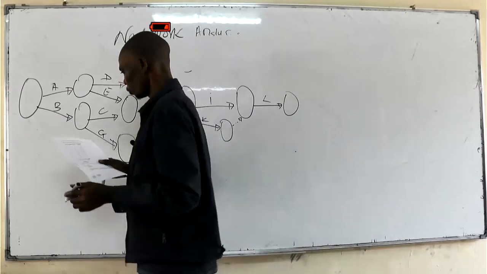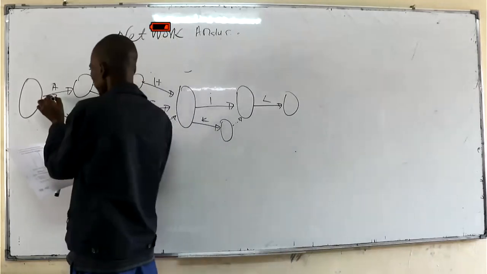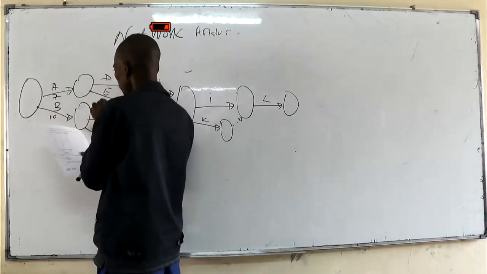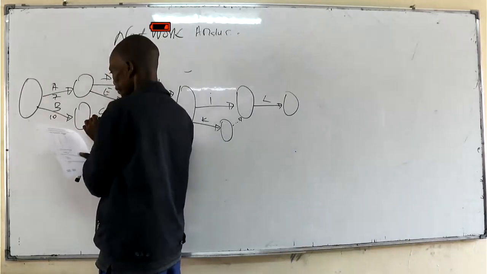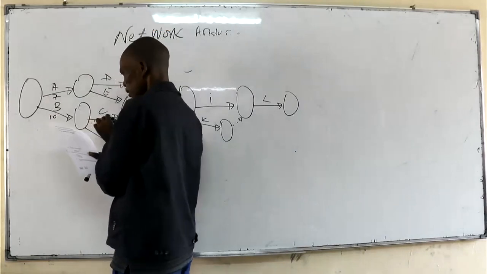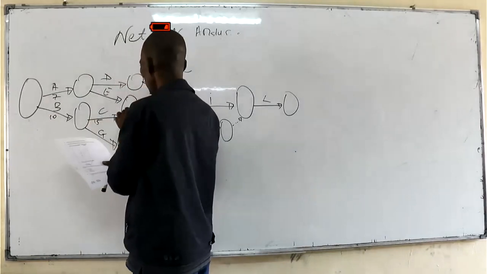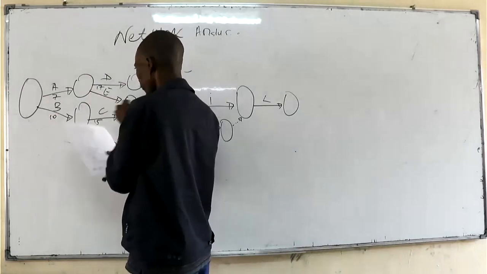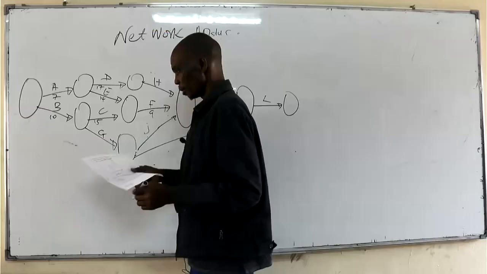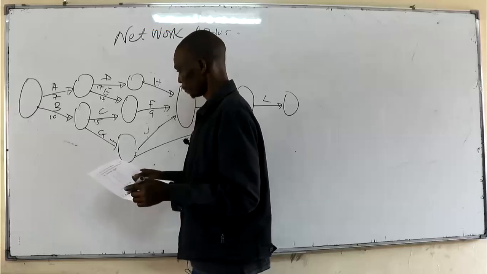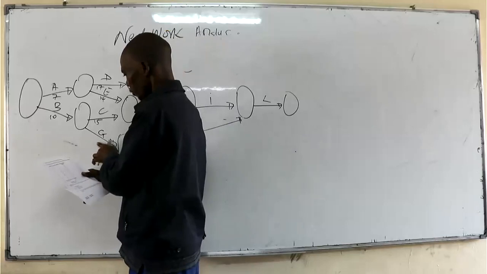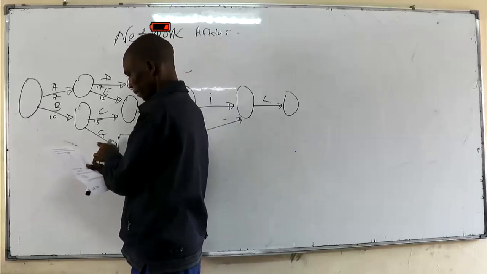So you can insert the durations. A is 7, B is 10, C is 15, D is 17, E is 14. So we proceed. We look at inserting the durations. G is 15.